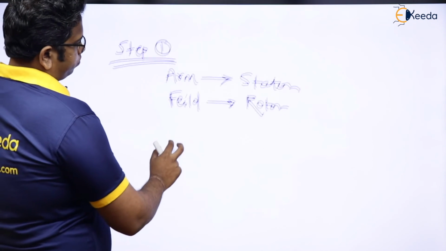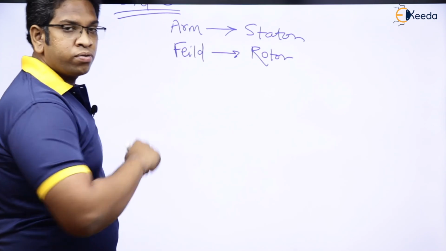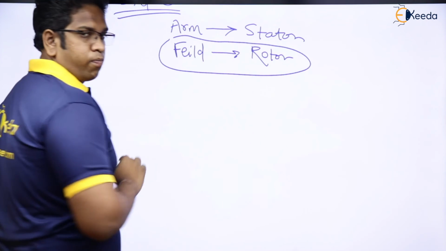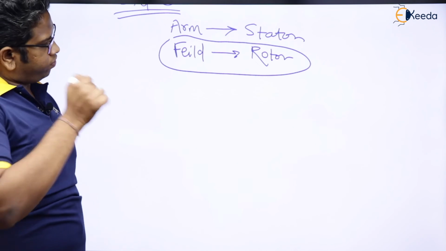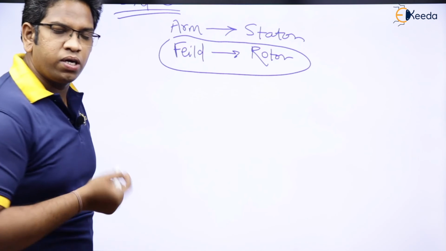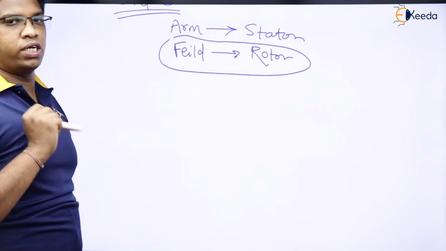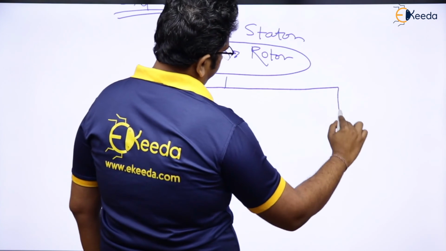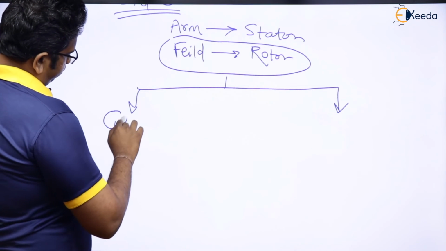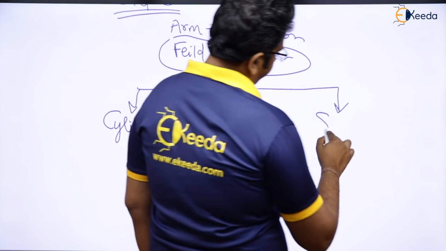Right? So already we have discussed a lot in the previous session why we have armature on stator in case of AC machines. Anyways, in step 1 we are only going to focus on field. When we are talking about field, it is on rotor. In AC machines, we have 2 structures of rotors. Number 1 is, let us say, cylindrical, and the other one is salient.